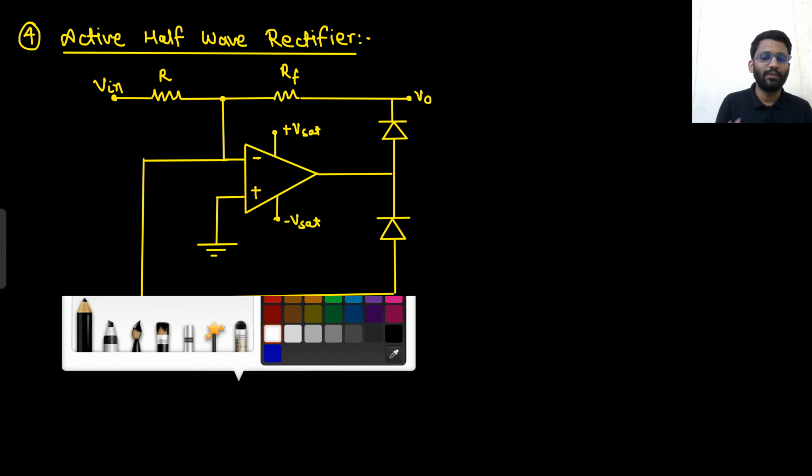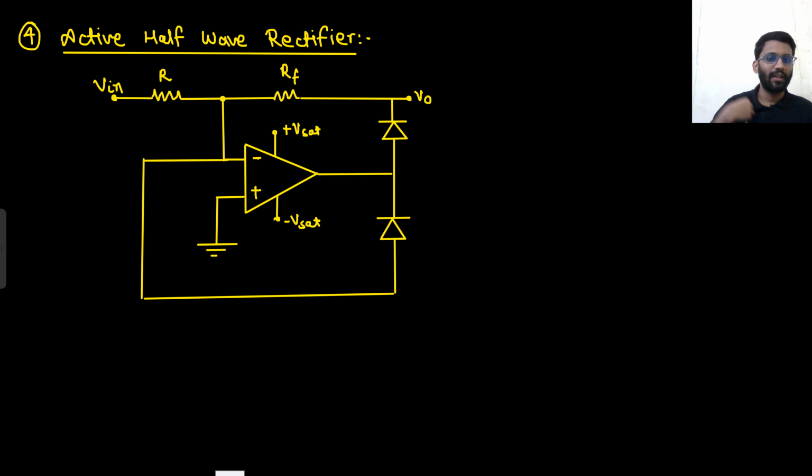Again, you can do the analysis of this one. Try doing the analysis on your own. Apply the open circuit test and get to know this potential. Let's call this potential V0 dash. Comment on V0 dash, then think which diode will be turning on and which diode will be turning off. Let's start one by one. We will apply the open circuit test.